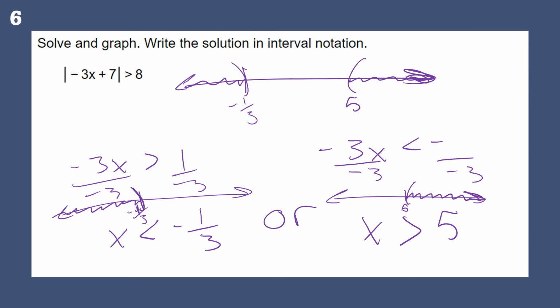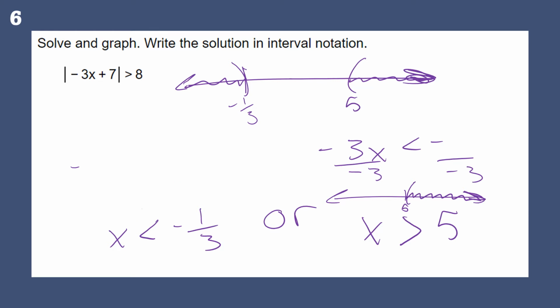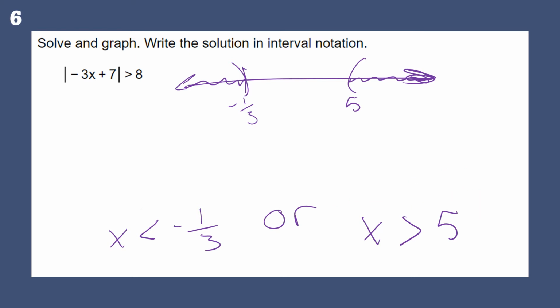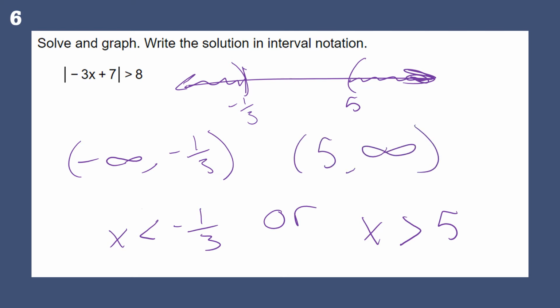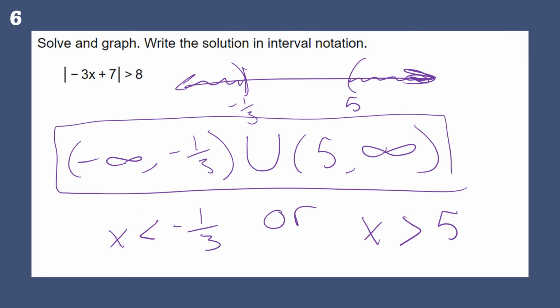Now, how do we write that in interval notation? It was easy enough to write it in inequality notation because that's what we solved it as. But in interval notation, we're going to write from negative infinity to positive infinity. Although, it doesn't go all the way. It goes from negative infinity to negative 1/3, and then it pauses and picks up over here at 5 to positive infinity. And in between those, since this is an or, we're going to put a union symbol. And that's the way we're going to write that in interval notation.